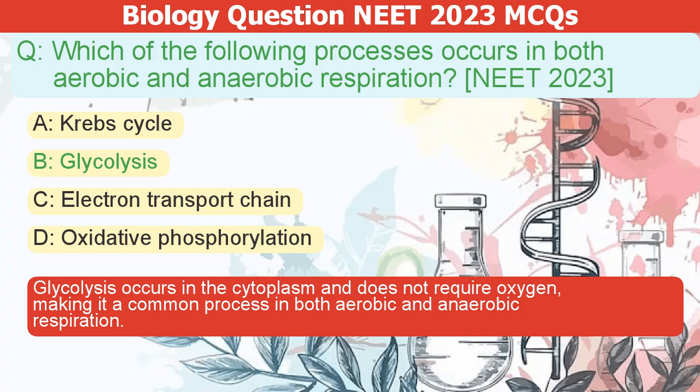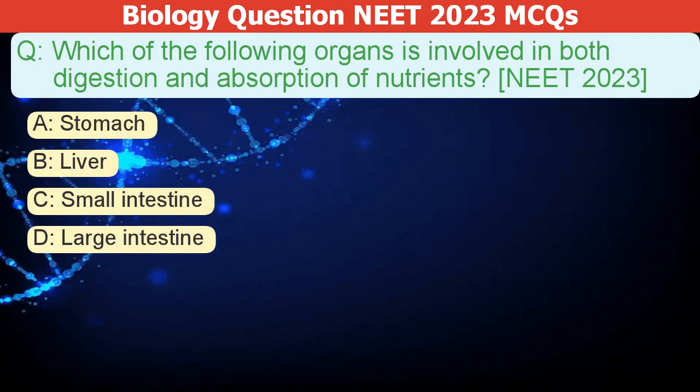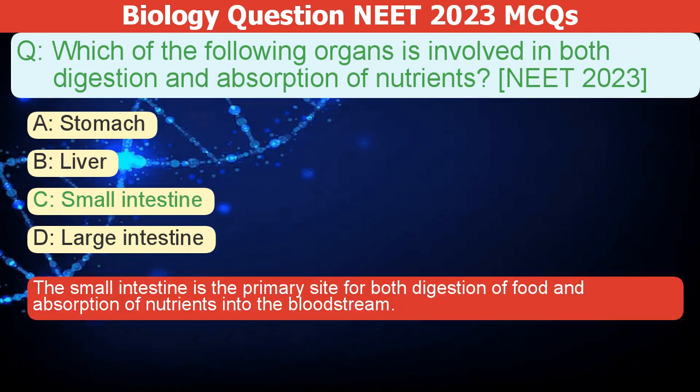Which of the following organs is involved in both digestion and absorption of nutrients? NEET 2023. A. Stomach. B. Liver. C. Small intestine. D. Large intestine. The correct answer is C. The small intestine is the primary site for both digestion of food and absorption of nutrients into the bloodstream.